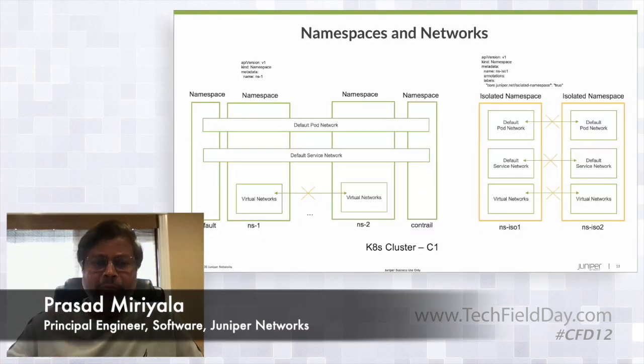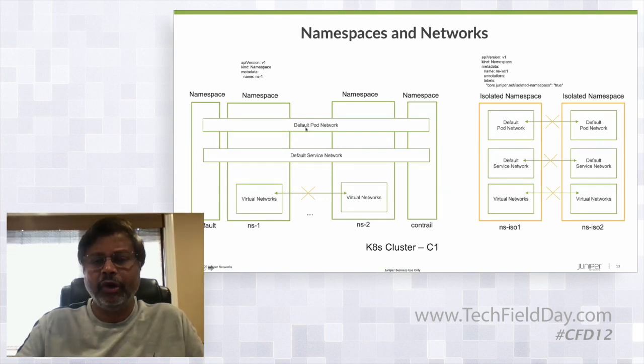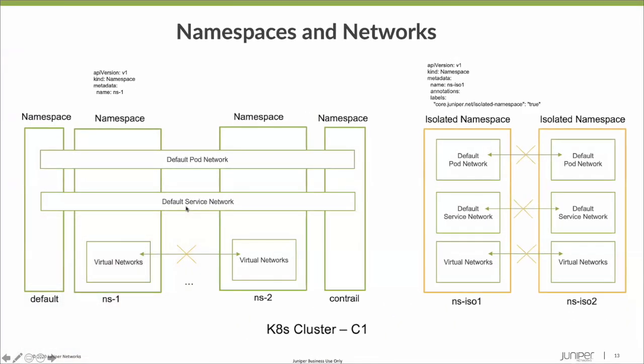So as Michael mentioned earlier, when we create a cluster, typically we have a pod network and service network. We are calling that the default pod network and default service network. So all pods on the regular namespaces, when the pod is created, will be working with this default pod network. And the same thing, when we create a service, it's going to use the default service network.